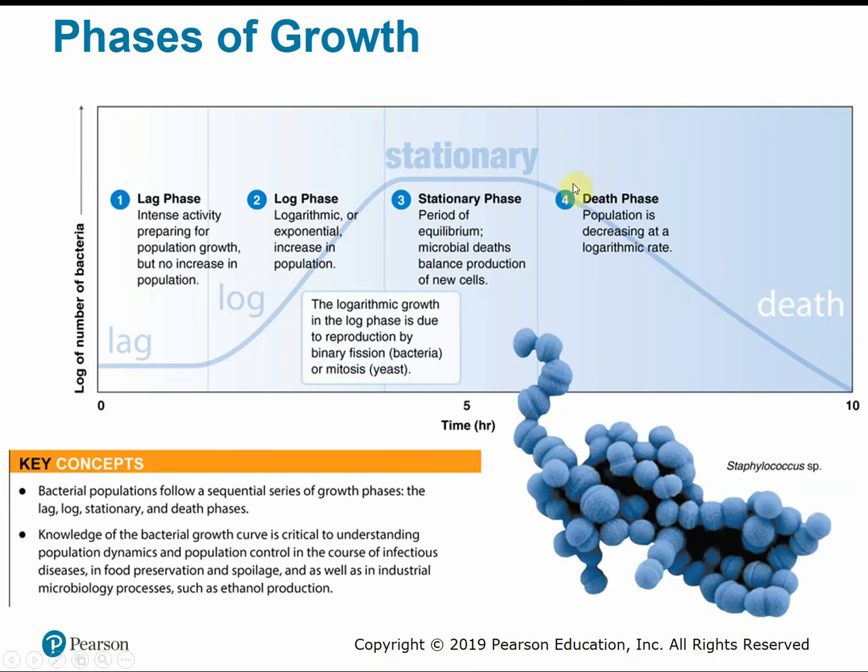And finally, the death phase. Now the population will start to decrease. Cell death is outpacing cell reproduction. And it will also decrease at a logarithmic rate, at that same exponential rate, just in the other direction.